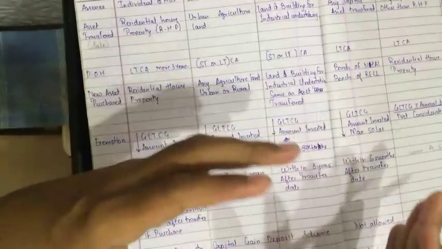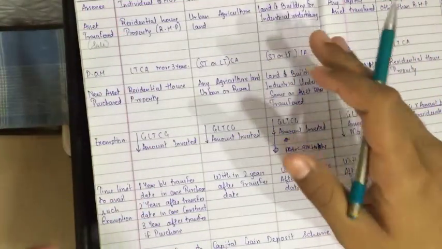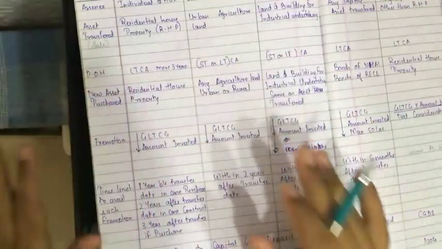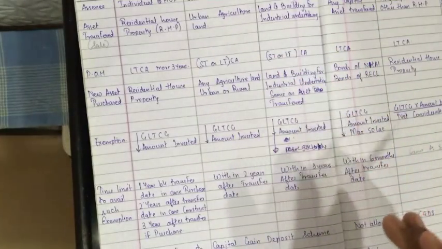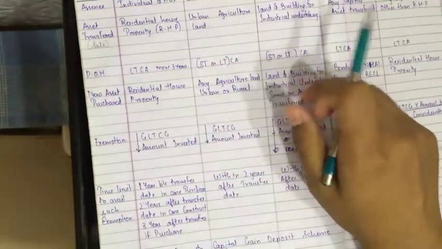If the industrial land and building are sold from one area and in another area you purchase another land and building for the same purpose, that is for an industrial undertaking, then only this section is applicable. Section 54D. Trust me, this section rarely comes.